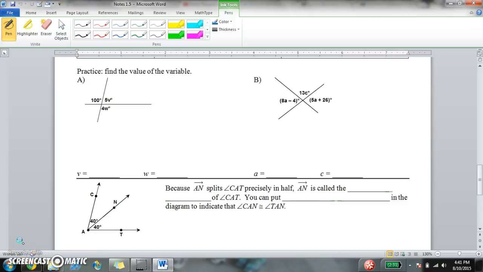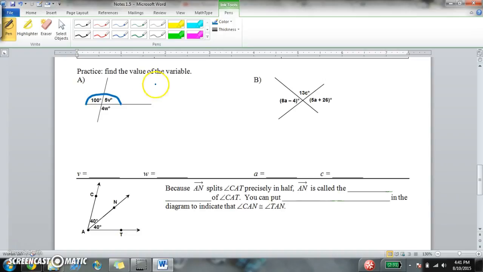Jumping down here to the practice problem, so applying what we just learned about vertical angles and linear pairs, we've got to solve for the variables here in this diagram. So if I look at these two angles right here, there's an angle that's 100 degrees, and then this angle right next to it, or adjacent to it, is labeled 5v degrees. And if I look closely at those angles, I can see that they make a linear pair. They make a straight line together, which means that they have to add up to 180 degrees.